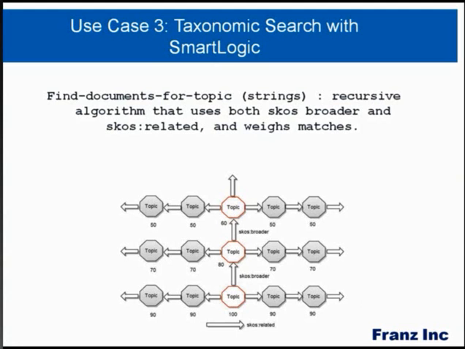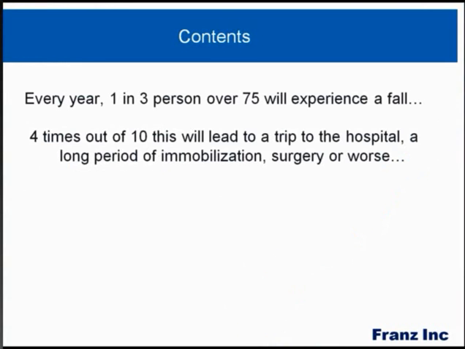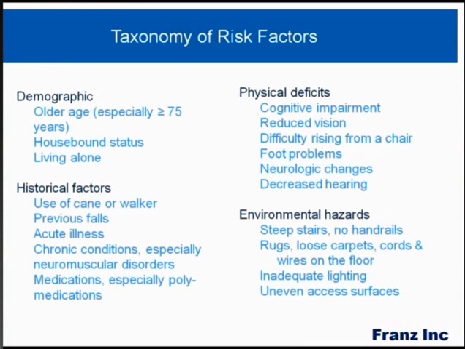So I would like to show you another project that we did together with Smart Logic. You might have seen this before, but it's about something we did with patient records from the UK. We called this project Falls, Trips and Slips. It was patient records of people over 75 that fell and had to go to the hospital. For all the people on the line, once you get over 75, you will fall about once every 3 years, and 4 out of 10 times you will have to go to a hospital, where someone will make a note of what happened to you.